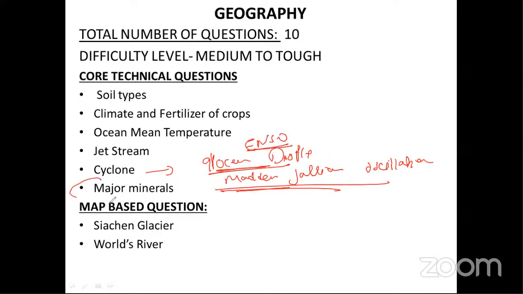Okay, major minerals. Again, the question is from major minerals. So you can cover major minerals from the India Yearbook. Okay, the India Yearbook is very important. Most of the students are neglecting it. They think that they have to study all 1,000 pages. No need to read all 1,000 pages. You have to read selective pages, because UPSC also knows that it is not possible for any candidate to read all 1,000 pages.